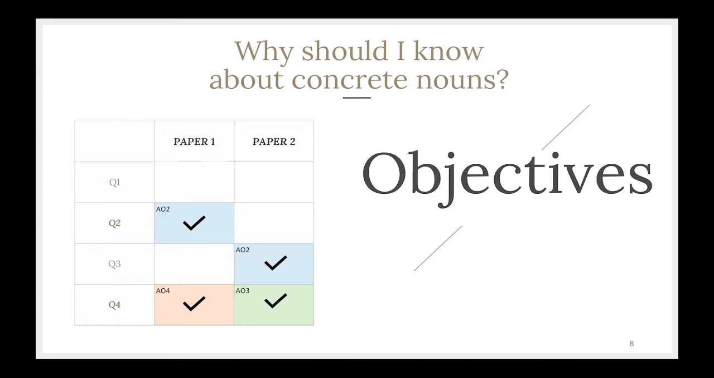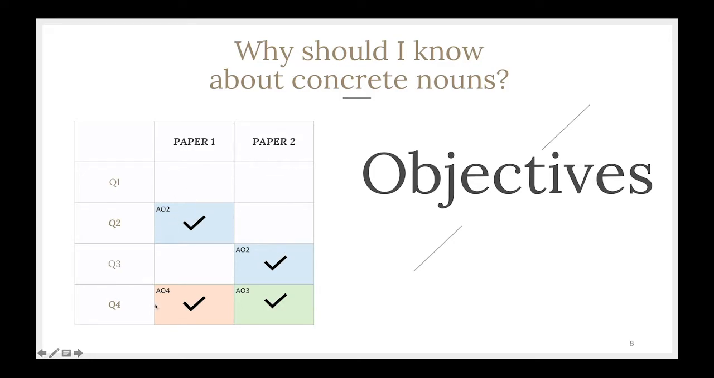So paper 1, question 2 and question 4, and paper 2, question 3 and question 4. Those are all the questions that you will score marks on for understanding concrete nouns. Okay, you don't have to talk about concrete nouns, but they are one of the techniques that the author will use, and will help you to score marks on this. So paper 1, question 2, that's going to be language. Paper 2, question 3, that's language as well.